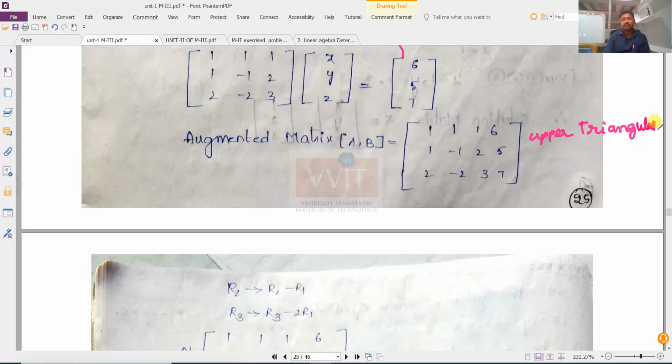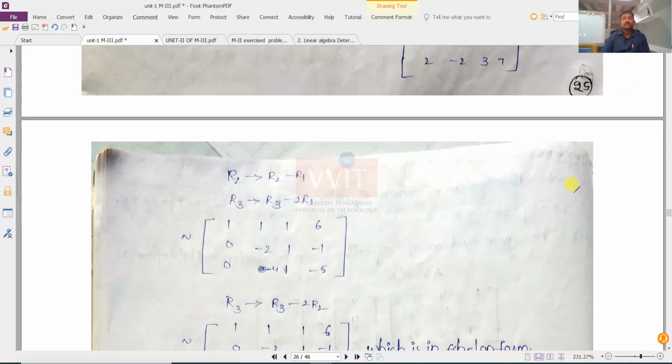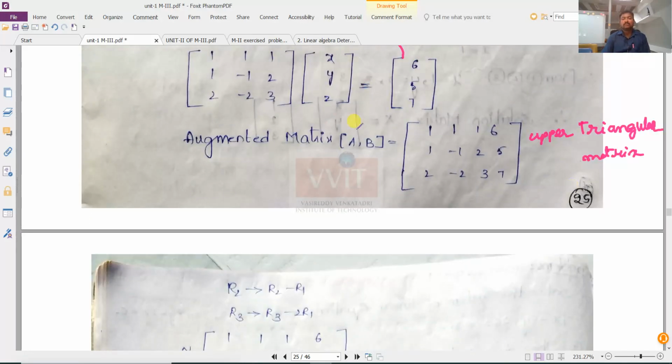Upper triangular matrix. I need to convert this into an upper triangular matrix. For that, using this, the elements below the diagonal must be 0. Since both are the same, R2' = R2 - R1. That's the operation. Here it is 2, so if I multiply this with 2 and subtract, then it is fine. So R3' = R3 - 2R1.